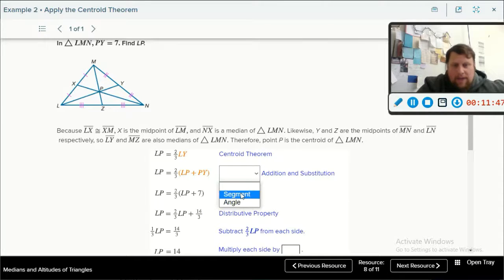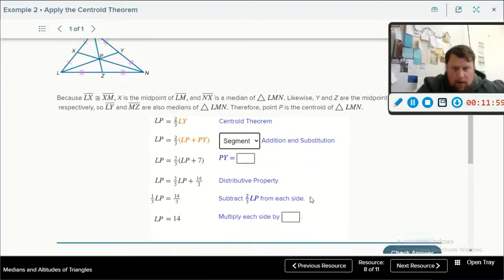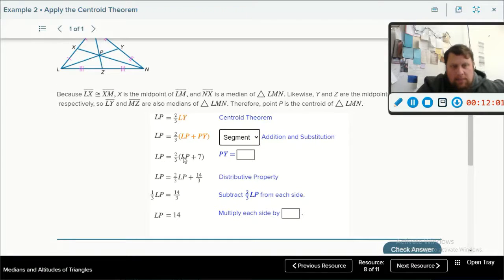And how do we know that? That's segment addition, because when we add the segments together, it equals the whole. And substitution. We're just substituting this fact in, that if I add in these two segments, they're equal to the whole line. All right.